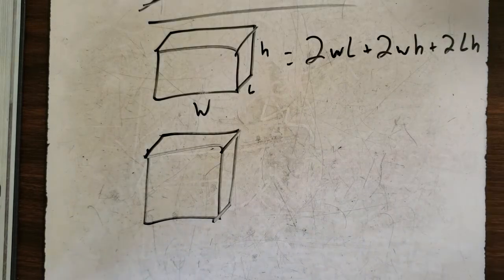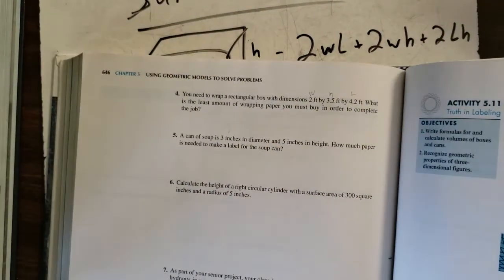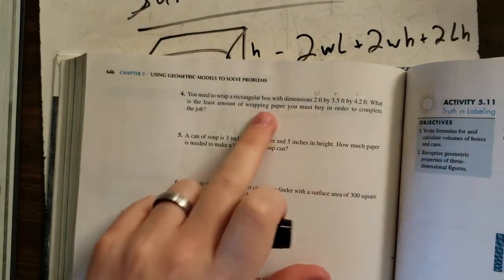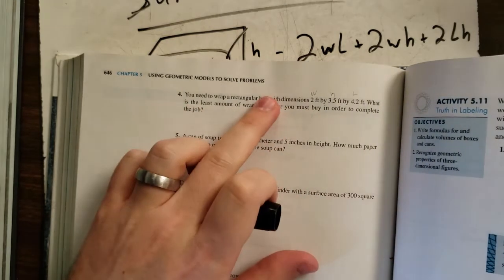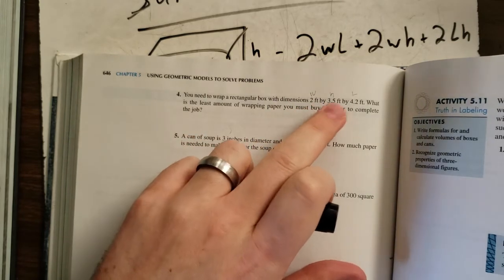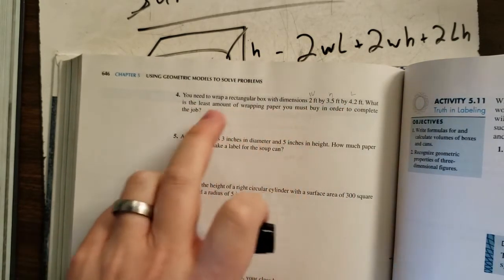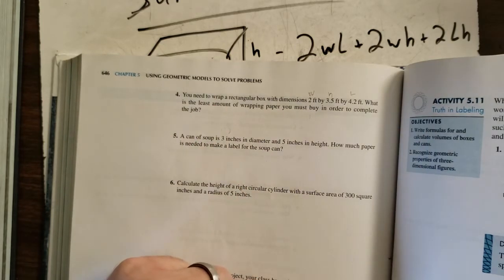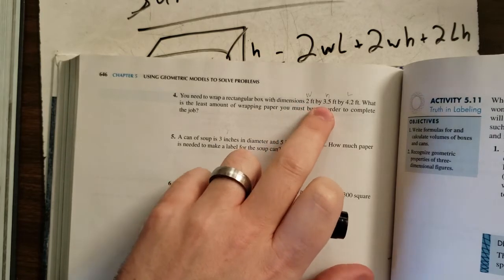So let's look at that book example. Okay. So look at number 4 right here. It says you need to wrap a rectangular box with dimensions 2 feet by 3.5 feet by 4.2 feet. What is the least amount of wrapping paper you must buy in order to complete the job? So what it's asking you is you have a box, and here are your dimensions, 2 by 3.5 by 4.2.